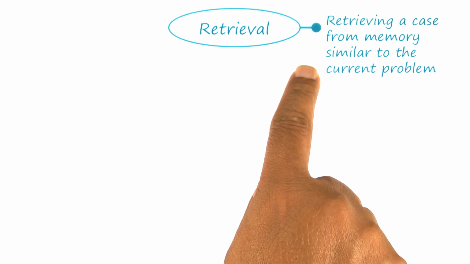So this leads us to the overall process of case-based reasoning. The basic process of case-based reasoning consists of 4 steps. The first step is retrieval, and we have already considered this when we were considering learning by recording cases. K nearest neighbor is one way of retrieving cases from memory.